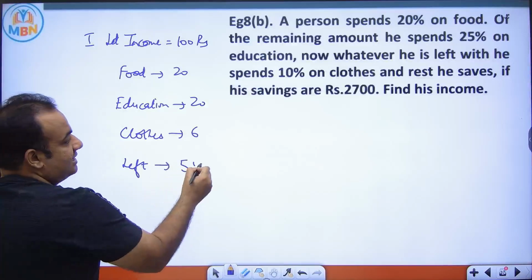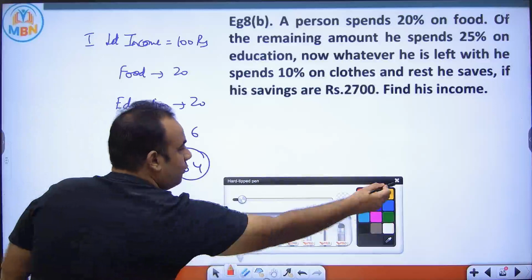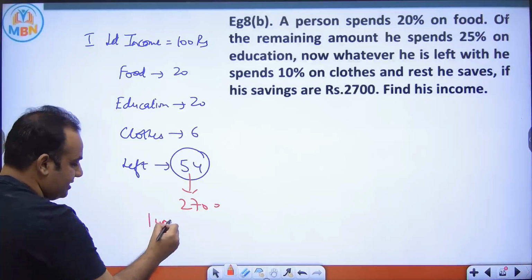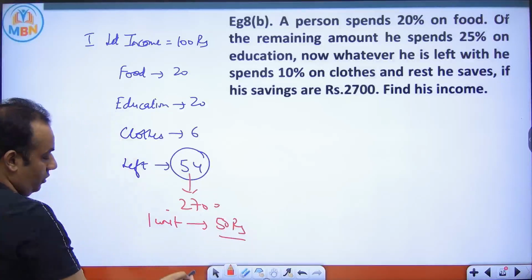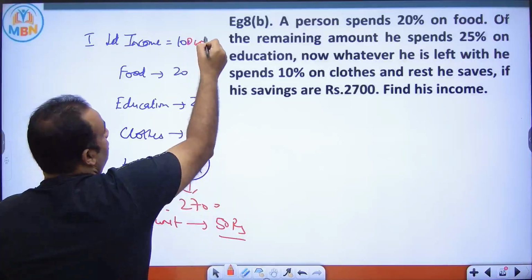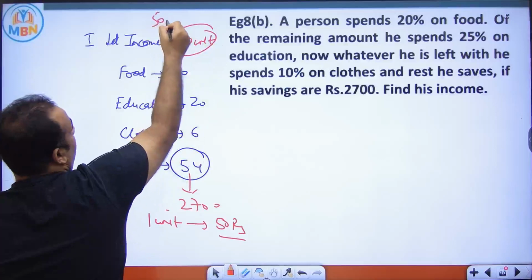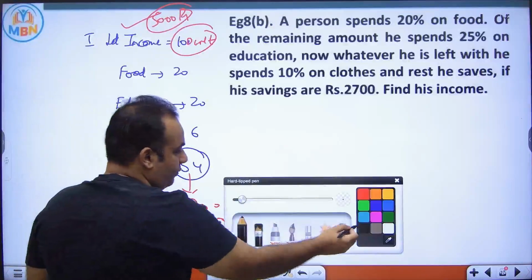And it is given as his saving. So 54 units corresponds to 2,700. So it means 1 unit is actually 50 rupees. If 1 unit is 50 rupees, and you can assume here the income is 100 units, then his income is 100 units, which is 5,000 rupees. So the answer for this question is 5,000 rupees. This is one approach to do the question.